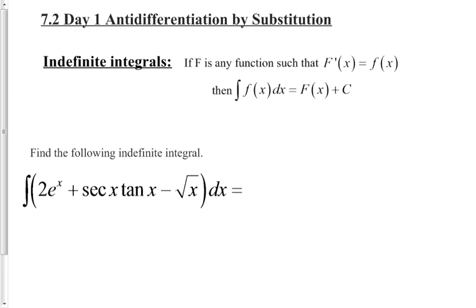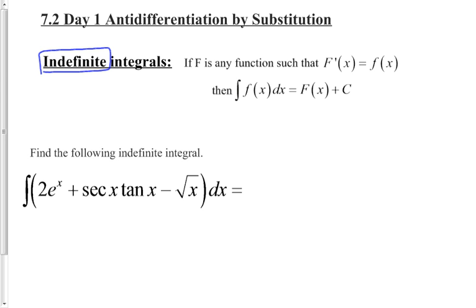All right, you can see that we're starting section 7.2, the first day. We're going back to doing antidifferentiations, which is just another way of saying we're doing integrals. We're going to get a little more complicated, of course, and we're going to have to use a little substitution eventually. First of all, we've got to do a little discussion of what we mean by an indefinite integral. We've actually already talked about this, but let's revisit it.